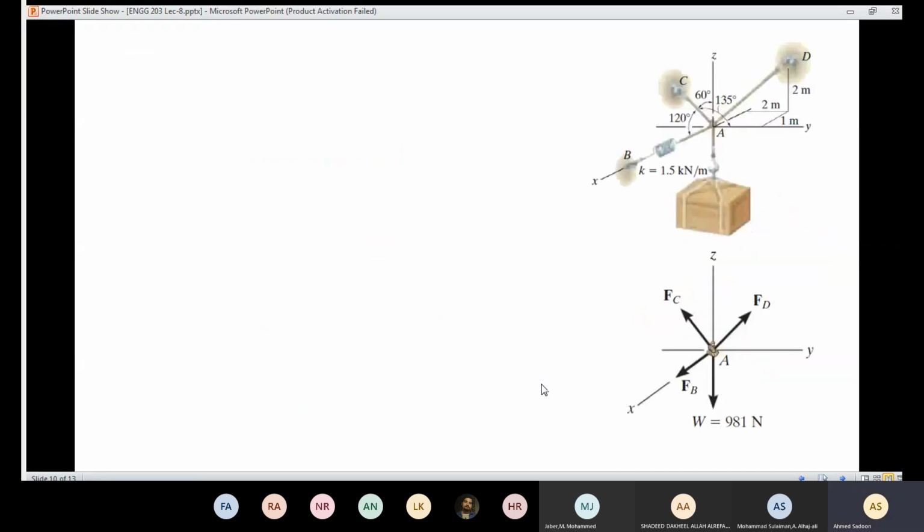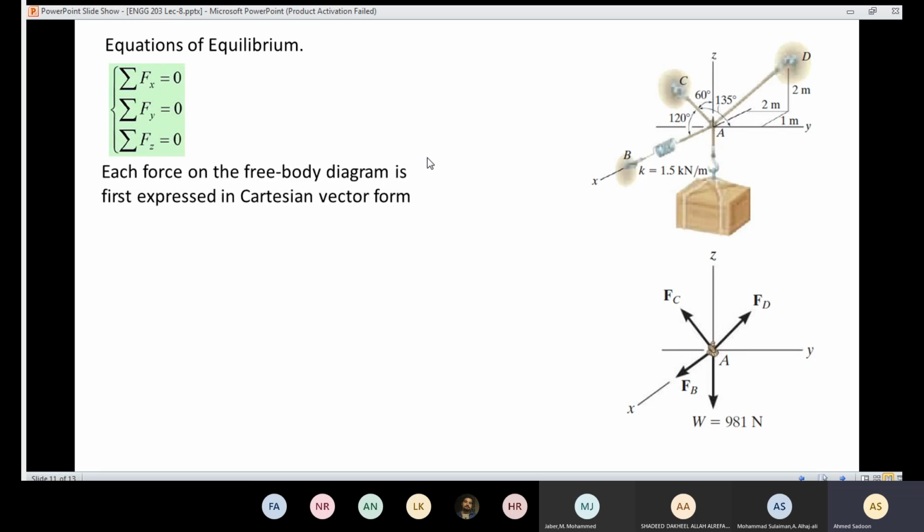So I have the problem. I draw the free body diagram. I want to use the equations of equilibrium. This time, it's difficult to use them because I need to decompose the forces into their components. Since it's difficult to decompose this one into X, Y, and Z, and this one also into X, Y, and Z, I'm going to express them in Cartesian vector form.